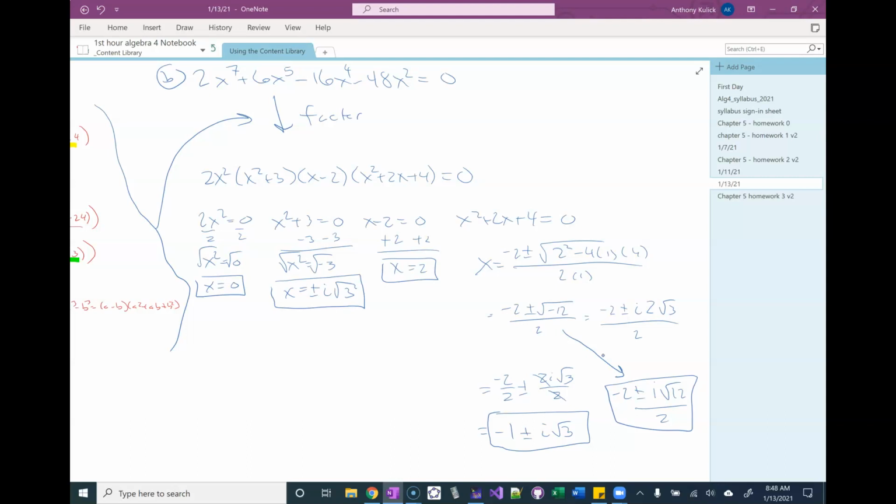Is everybody so far so good with this? Again, the worst case scenario, you end up having to solve a quadratic like we did in chapter 4. But the goal when we're factoring is to break these things all down into linear and quadratic pieces that we know how to solve already. Leo.